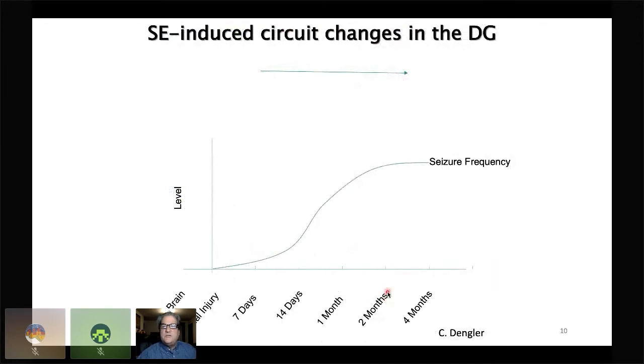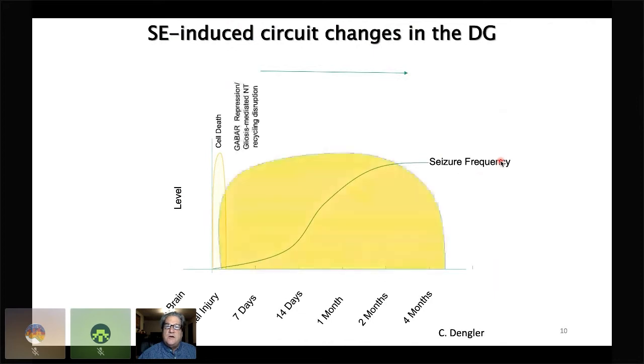So to summarize all these changes, in this animal model and in humans with epilepsy, there's an initial injury. And in rodents, weeks to months later, and in humans sometimes up to a decade later, seizures emerge. And early after the injury, there's this cell death, which I've highlighted for you. Later, the GABA receptor repression begins, the disinhibition. And there's gliosis, significant gliosis, which also disrupts circuit activity.